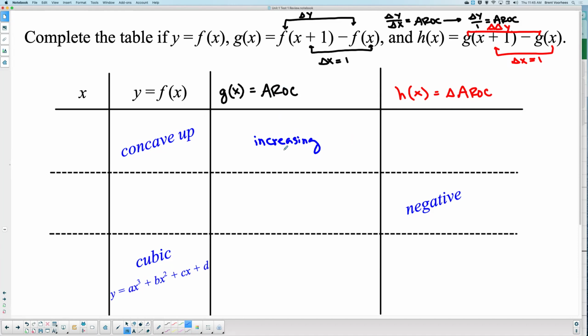So I'll give you some examples. Increasing numbers would be like 5, 6, 7, 8, 9, 10. It would be like 5, 7, 9, 13, 20. It could be 20, 25, 29, 31, whatever. If these are increasing, what's true about their change? They're positives.